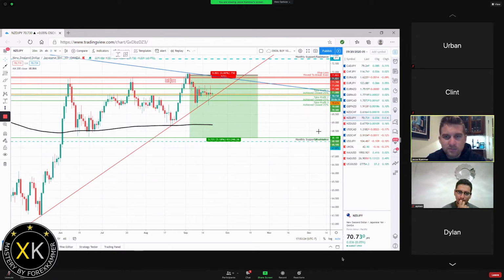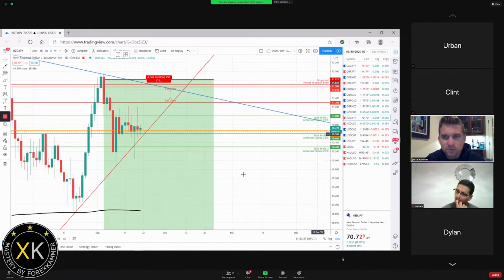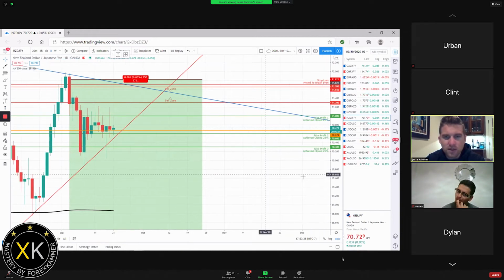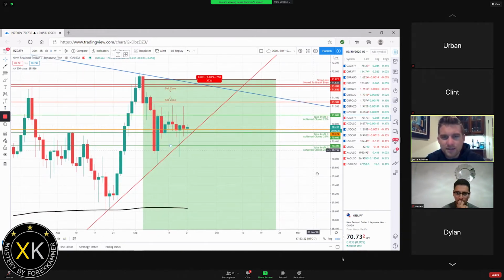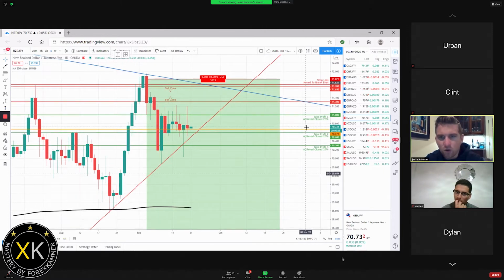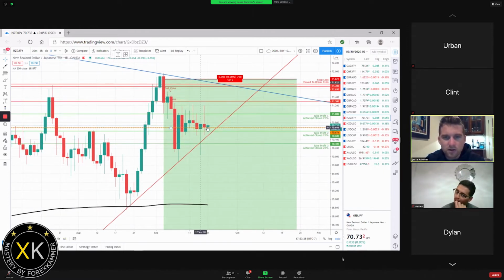NZD JPY. In this trade, stop loss has already moved to break even. We already hit take profit 1, 2, and 3. I sent out a second entry, that's this gold line, so we're in a little bit of drawdown on that. Really, I want to see that break of that trend line. I do think that NZD JPY has a potential of actually being bullish for a little bit.